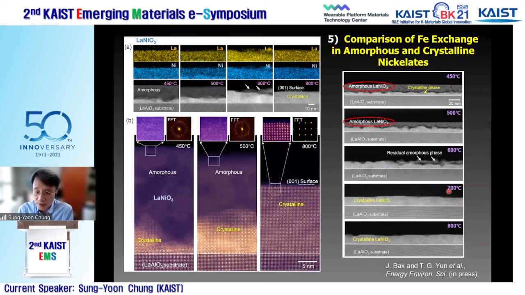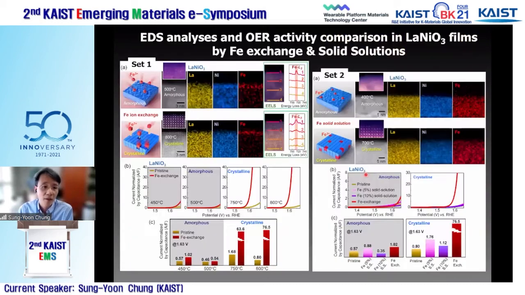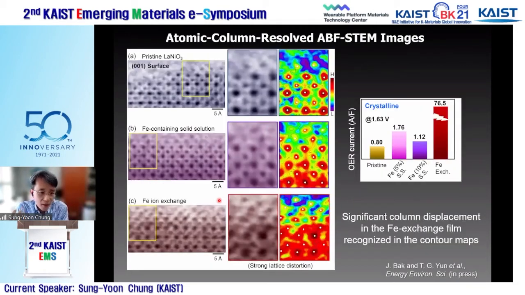So two different samples can be compared. The ion exchange is exactly the same, but for the amorphous sample the activity enhancement is very negligible. This means such a strong distortion has no effect in the amorphous sample. So crystalline structure control is beneficial for the crystalline case.